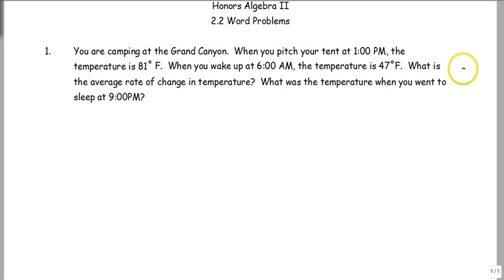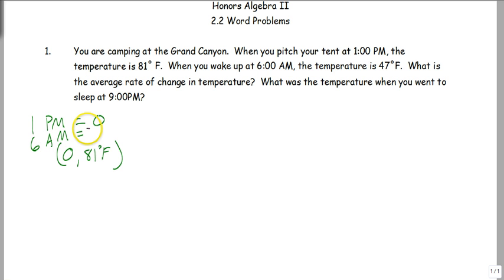So the first thing I'm going to do is say that when I'm starting, it's good to label your variables or label where the starting point is. So at 1 p.m. I'm going to call that 0. So I have the point then at 0, I'm at 81 degrees Fahrenheit. So that's one of my points. If 1 p.m. is 0, that means 6 a.m., if you count ahead, should become 17. So that means that I have another point, 17 comma, and then it went down to 47 degrees.